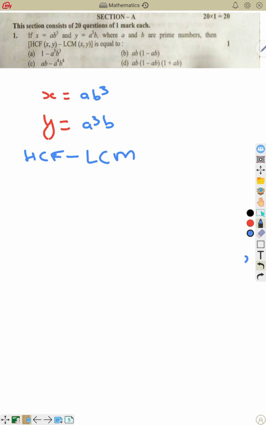So how do we find HCF if it is given? First of all, if it is given a number like 290 or 130, we have to take the prime factorization of that number. Here an algebraic expression is given, so we will do it like this: x is a cube b and y is a b cube, right? So how to find HCF?